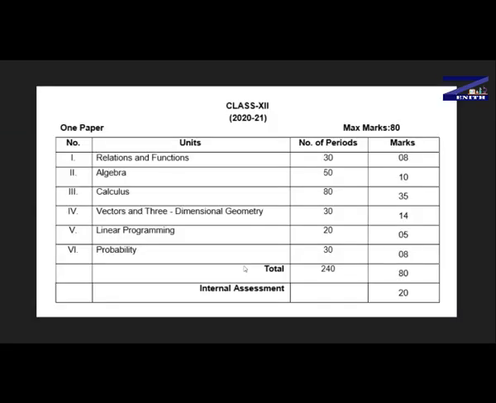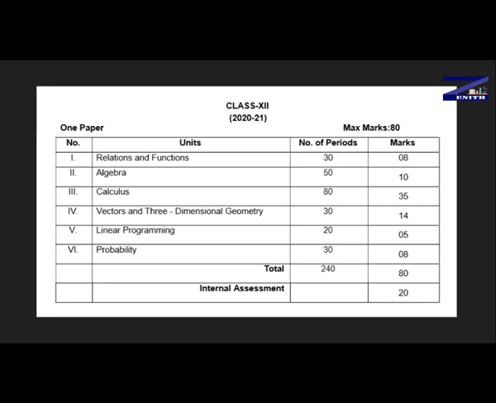Basically, as you are seeing here, we have 6 units decided by the CBSE, and all the units have a minimum marks weightage. First of all, we have relation and function, which has 8 marks of weightage, and after that we have algebra, which has 10 marks, and the third one is calculus, where we have 35 marks weightage, and the fourth unit, which is called vector and three-dimensional geometry, has 14 marks of weightage, and here we have linear programming, which has 5 marks, and after that we have probability, which has 8 marks of weightage.